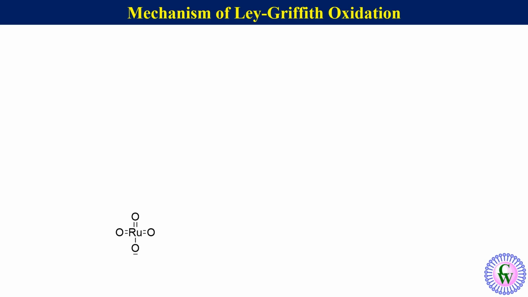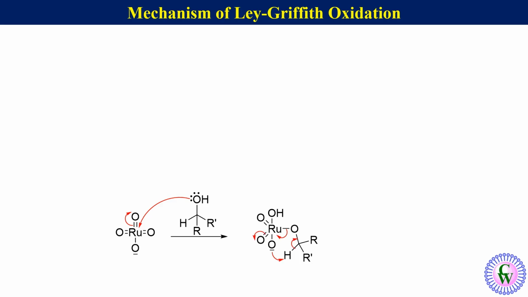Perruthenate ion has very electron deficient ruthenium atom due to +7 oxidation state. Alcohol has electron-rich oxygen atom. So, attack of alcoholic oxygen on ruthenium of perruthenate gives this adduct, which undergoes intramolecular proton transfer and electronic delocalization like this to produce this pentavalent ruthenium compound and aldehyde or ketone.